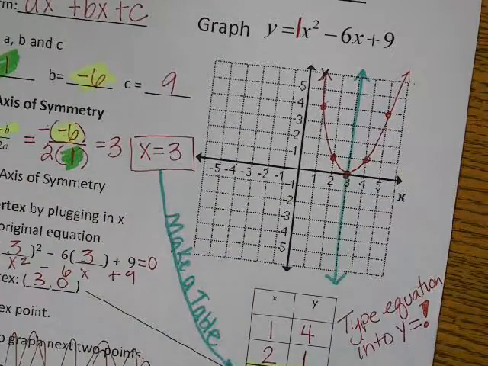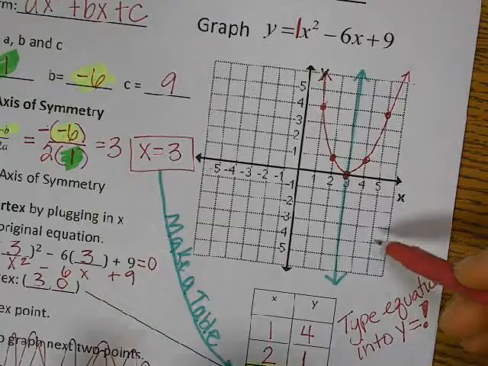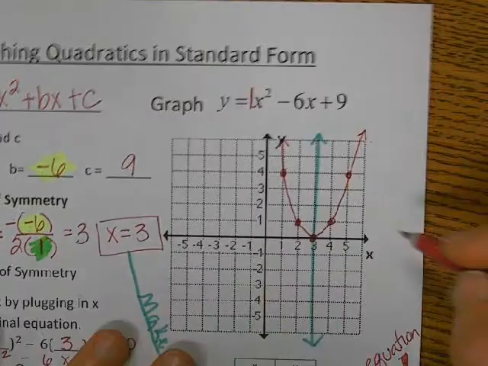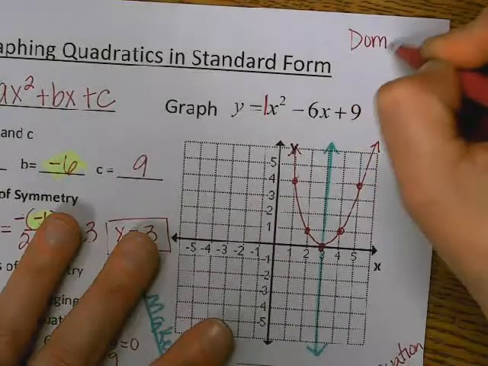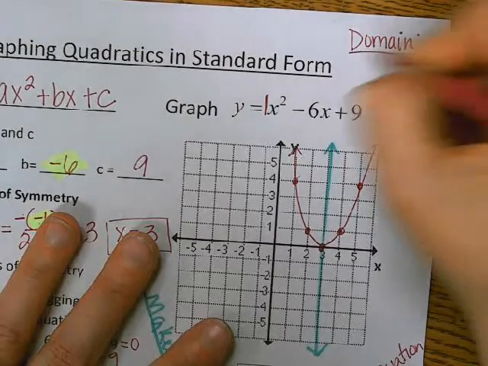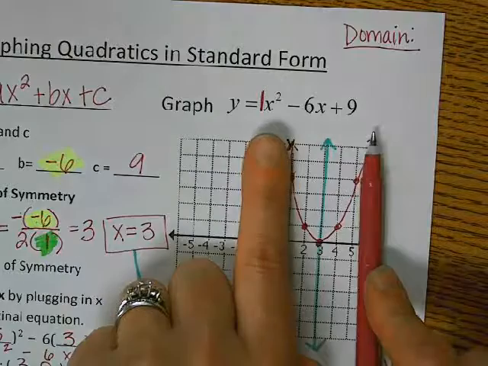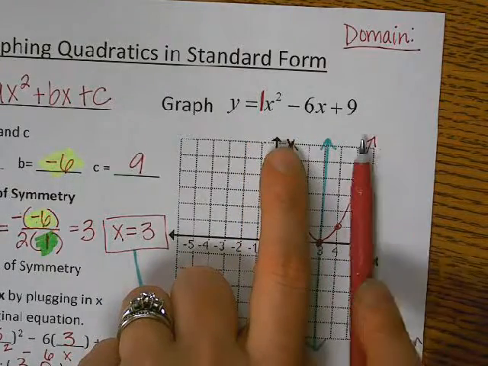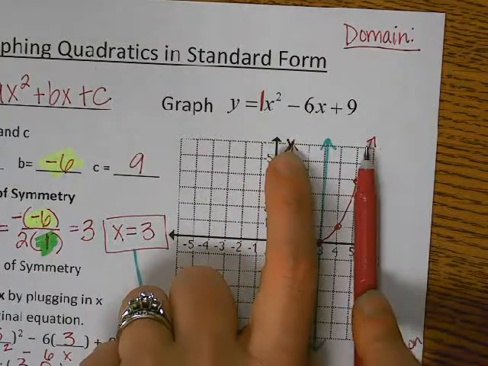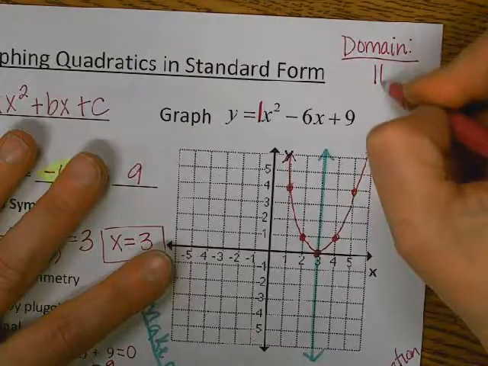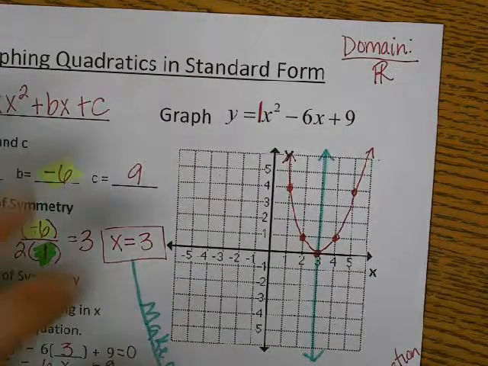So if you want, let's look at domain and range right quick on this problem. If I were looking at the domain for this problem, remember, domain is all of the x values. So if I drew the sides of this graph, my domain is going to have an arrow on both sides. Okay? So the domain for this graph is all real numbers.